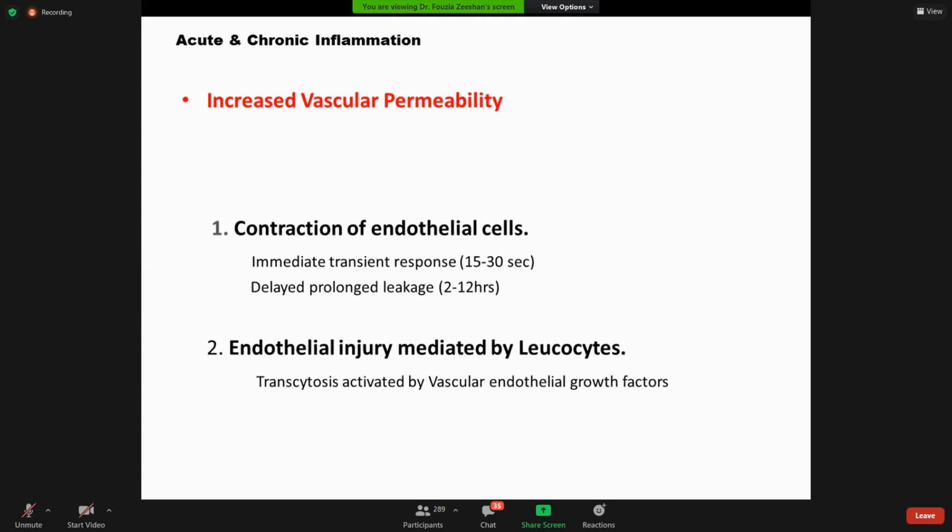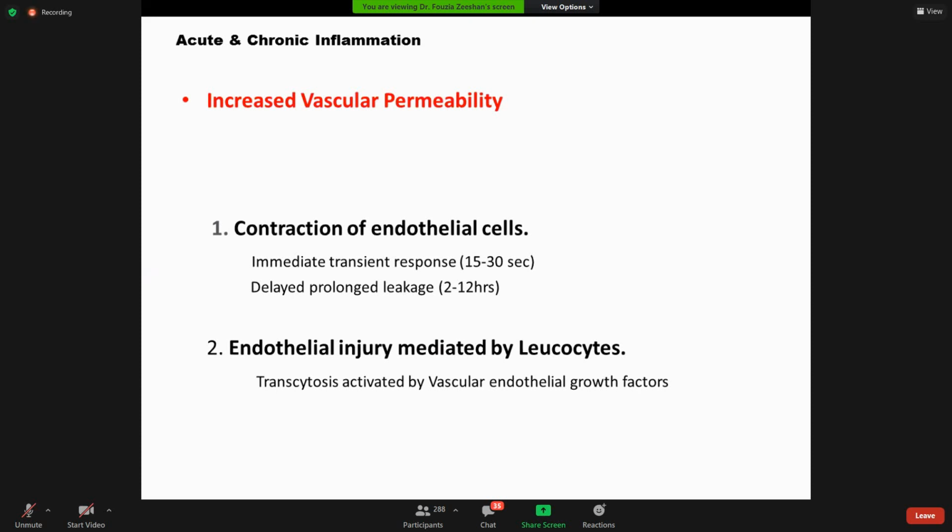The delayed response may be caused by contraction of endothelial cells, or it could be due to mild damage. Late-appearing sunburn is a good example. Endothelial injury mediated by leukocytes, direct damage to the endothelial cells, is often found in many injuries. For example, in burns, the blood vessels are directly damaged, and neutrophils usually adhere to those damaged vessels.